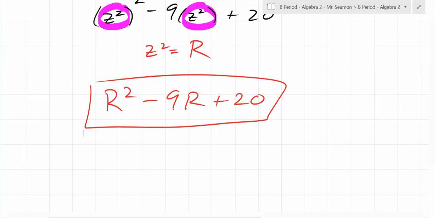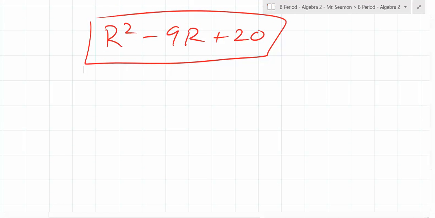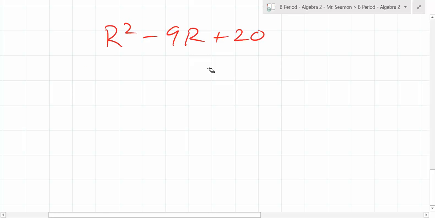What's nice about that? If I just asked you this one right here, what's nice about that one? The leading coefficient is 1. So you have two numbers that multiply together to get 20, but add together to get negative 9. Can you tell me what those two are, Rachel? Negative 2 plus negative 10 is not negative 9.